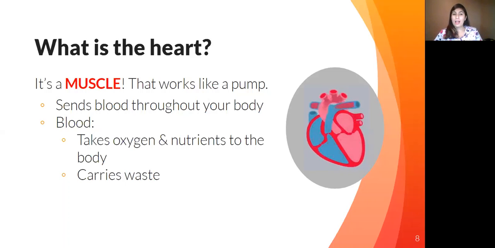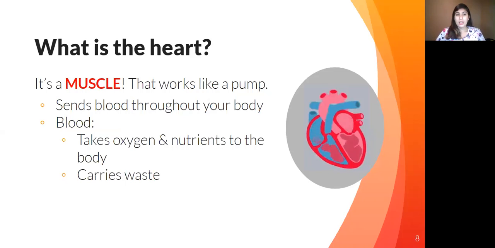The blood has lots of things in it. It takes stuff like oxygen, nutrients, hormones, all sorts of fun stuff to the rest of the body. It also carries waste, so it can be removed from the body, because we don't want waste inside our body. That can be really bad if it accumulates and stays inside your body.